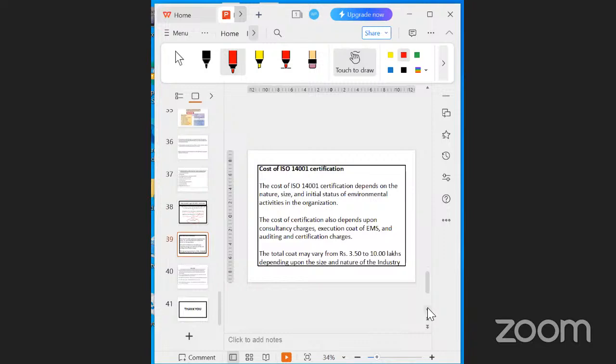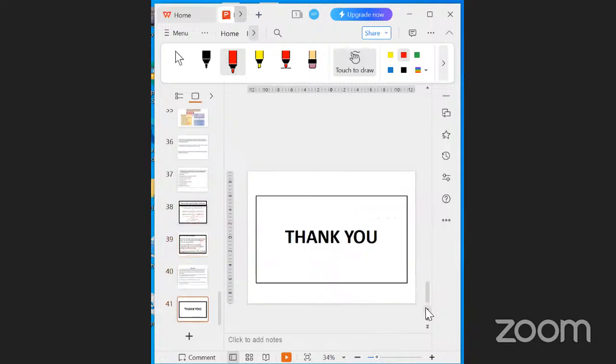You see costs, some of the cost. So certification depends on the nature, size, and initial status of environmental activities in the organization. So the cost of the certificate also depends upon the consultancy charges, execution cost of EMS, and also auditing and certification charges. So maybe total cost may vary from 3.5 to 10 lakhs. It depends on the size and nature of the industry, right? We can't say exact cost, okay? So this is the ISO 14001 certification.